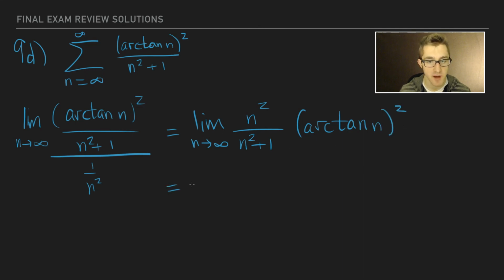As n goes to infinity, this term goes to 1 because I have two n squareds as the leading coefficients on the top and bottom. And arctangent of n, as I mentioned, goes to pi over 2, so this is going to go to pi squared over 4. So I've done a limit comparison of the general term of this series with 1 over n squared, and I got a number that is bigger than 0, meaning that this series will converge because the sum of 1 over n squared converges.